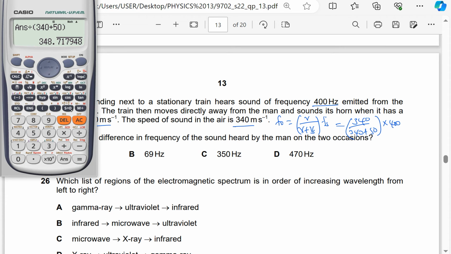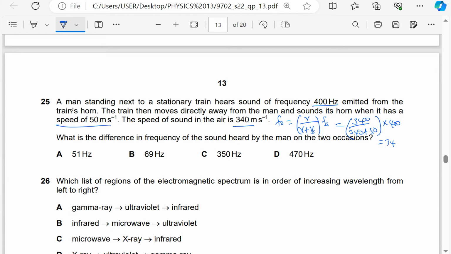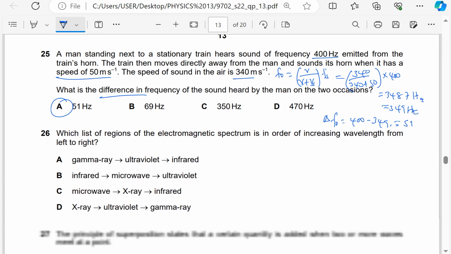So that is 348.7. So this is 348.7 Hertz, which is approximately 349 Hertz. But then we want the difference. So the difference in the observed frequency is going to be 400 minus 349, which I think is 51. So the answer is going to be A.